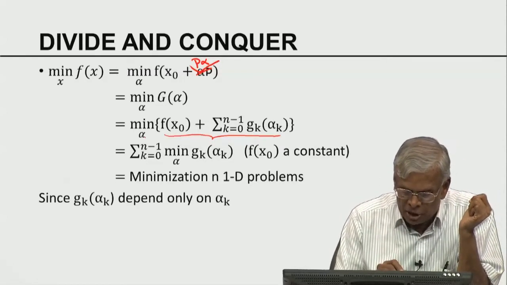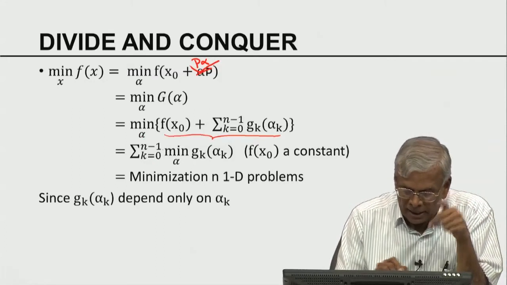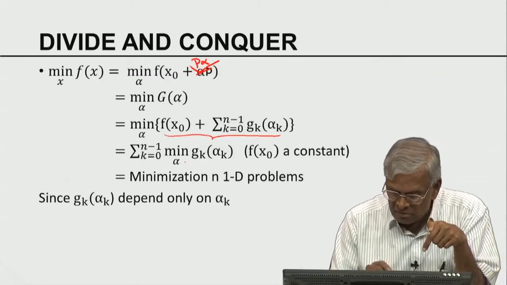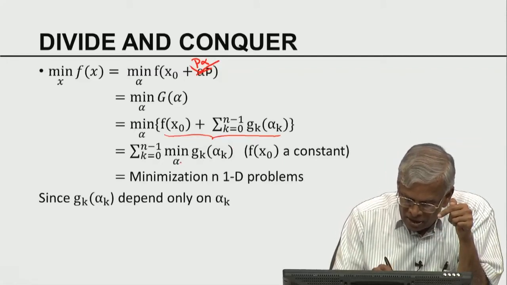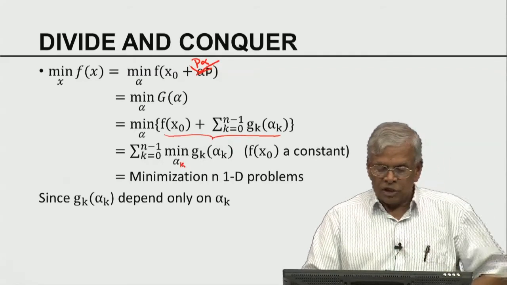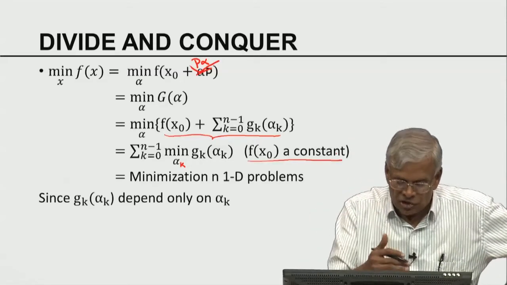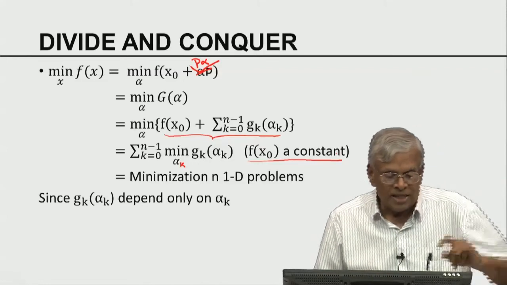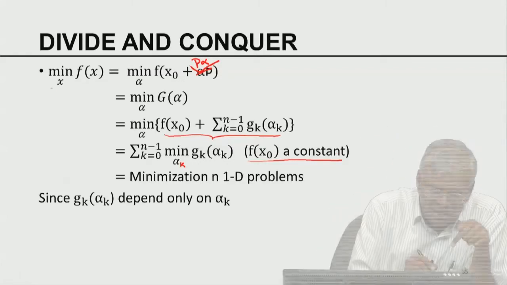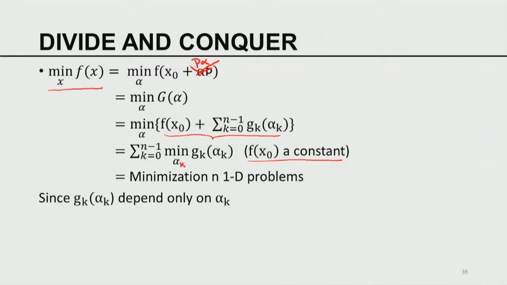Therefore, the minimum with respect to the vector, I can replace it by summation of minimum with respect to alpha_k for each k, because f of x naught is a constant, so that does not change the analysis. So what is it that we have accomplished? Minimization of x in the n dimensional space is now reduced to minimization of n one dimensional functions, which are called g of alpha_k. Please remember each g_k depends only on alpha_k.